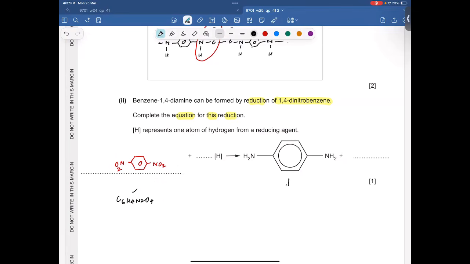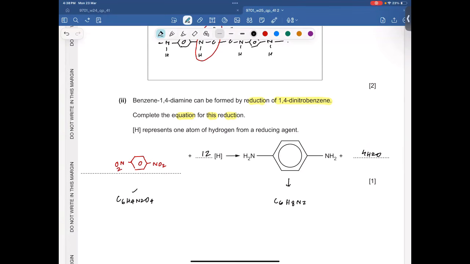C6, 1 2 3 4 5 6 7 8, 2 nitrogen. There is no oxygen on this side. So how many oxygen atoms here? 4. 4 oxygen will turn to 4 water molecules. How many hydrogen atoms here? 8, 10 and 12. So I will put 12 hydrogen atoms here. That's the balanced chemical equation, everyone. I hope you get the point.